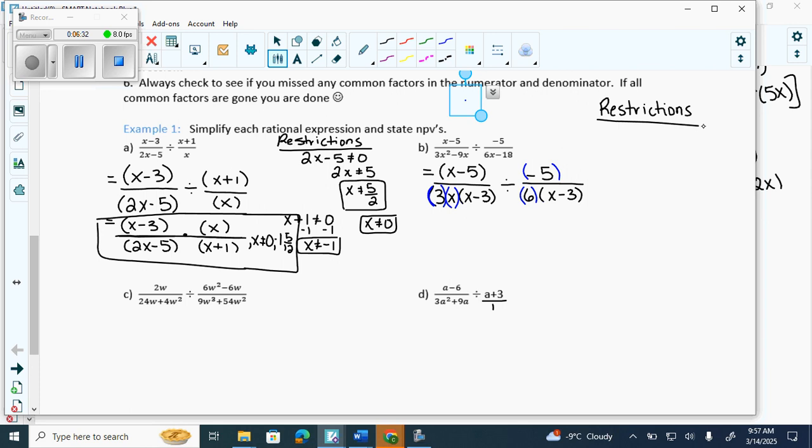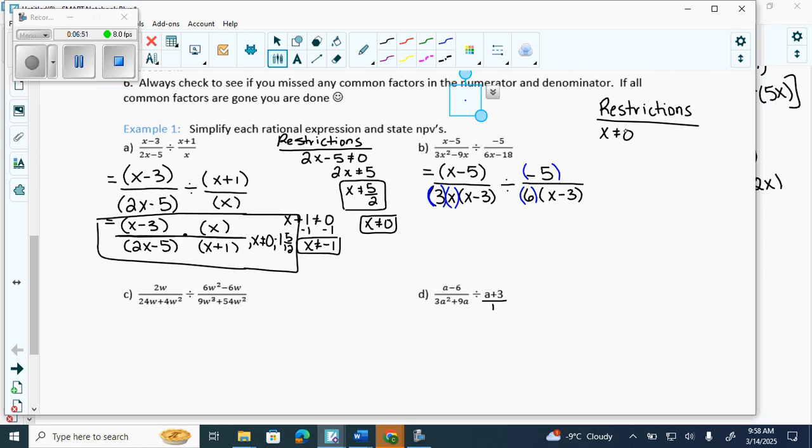Can 3 ever be 0? It's a 3, right? So that's why numerical values just by themselves in a monomial don't cause restrictions, because 3 can't be 0. It's a 3. And our issue is when the denominator turns to 0. So then we have x by itself. X can't equal 0. That one's done.